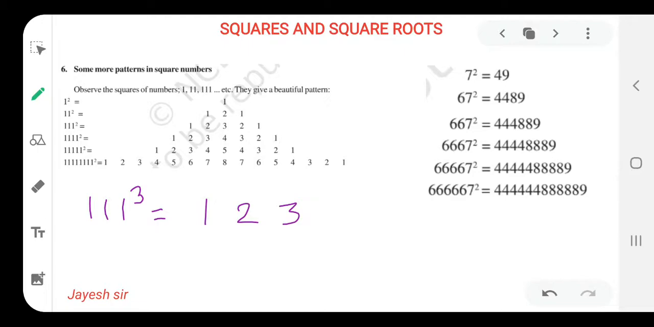Now we'll return back to 1 place. 2 1. This pattern is to be followed. How?